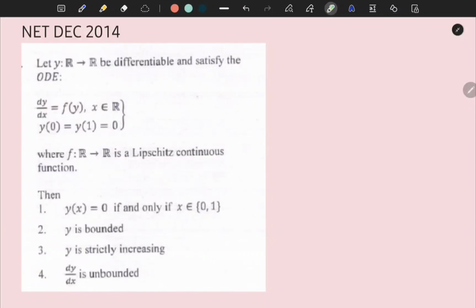In the previous video, we discussed the Picard-Lindelof theorem, a fundamental result that guarantees existence and uniqueness of solutions when the function f of x, y satisfies the Lipschitz condition with respect to y. If you haven't watched that video yet, I strongly recommend it. The link is in the description below. It will help you clearly understand how today's example connects with that theory.